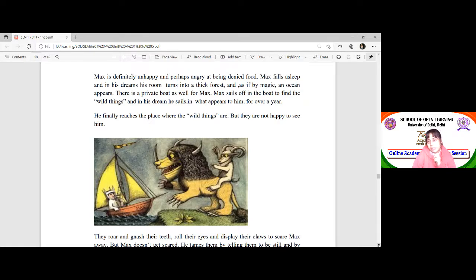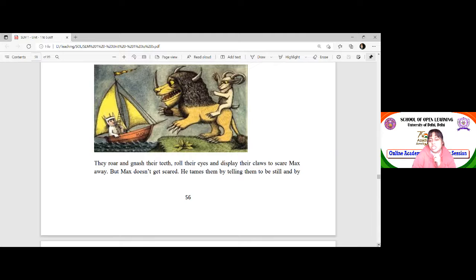And they are not happy to see him because obviously Max is a human being. Why will they be happy to see Max? They roar and gnash their teeth, roll their eyes, and display their claws to scare Max away. So they try all kinds of things to scare Max away. As you can see in this picture, the lion and the wild creature sitting on the lion is trying to scare Max away with their horns and claws and everything.